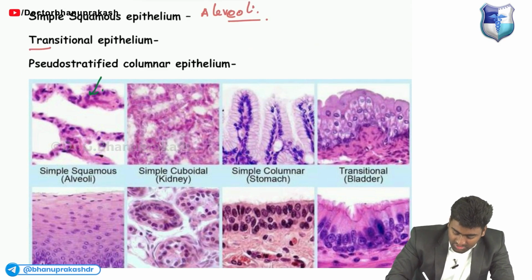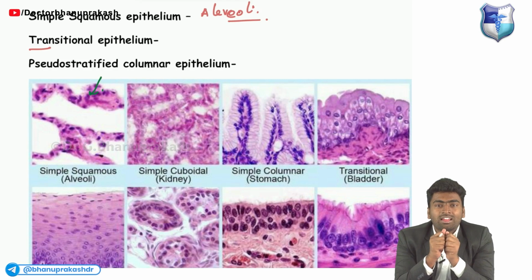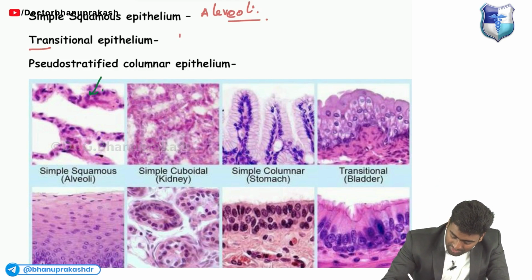Next one, if you see, it is the transitional epithelium. Transitional means it is the changing epithelium. Under stress or an increase in volume, this transitional epithelium will change its shape. So this type of transitional epithelium will be seen in the bladder.